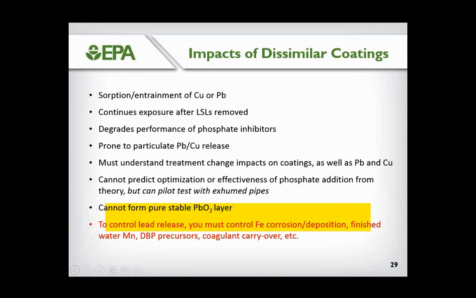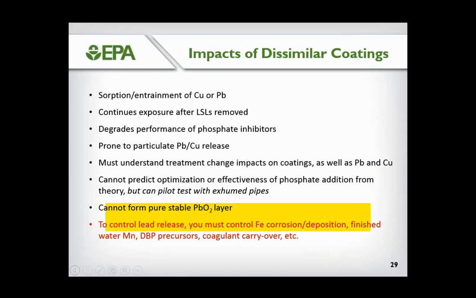corrosion per se. And one of the other problems we're discovering is you can't really predict the optimization or effectiveness of phosphate addition from theory on these kind of mixed non-crystalline solids. But you can pilot test them, and that's the basis by which a utility can ascertain the best conditions to stabilize and reduce the lead release. These dissimilar coatings interfere with the lead-4 formation, so that's not really an effective option.